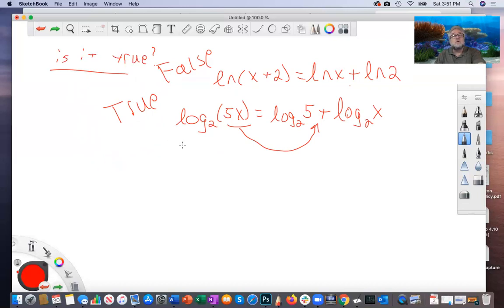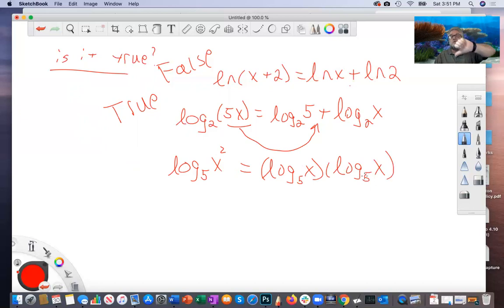Oh, here we go. We'll do this one. Wow, this one's kind of obvious. Log base 5 of x squared is equal to log base 5 of x, squared. True or false? What do you think?